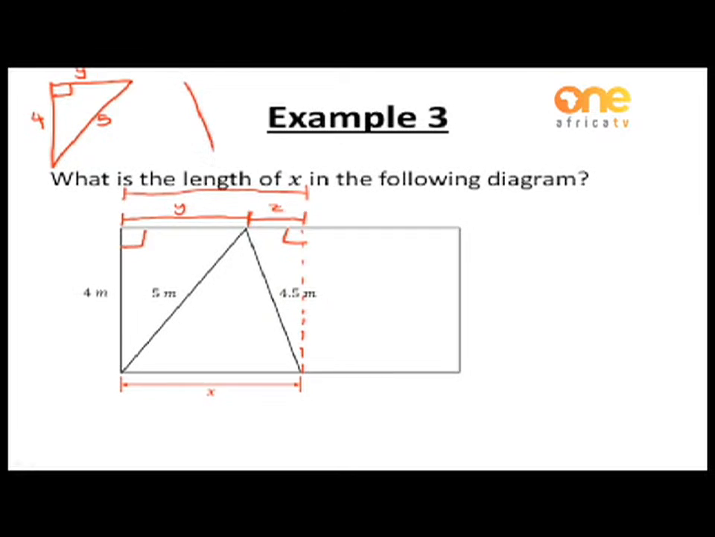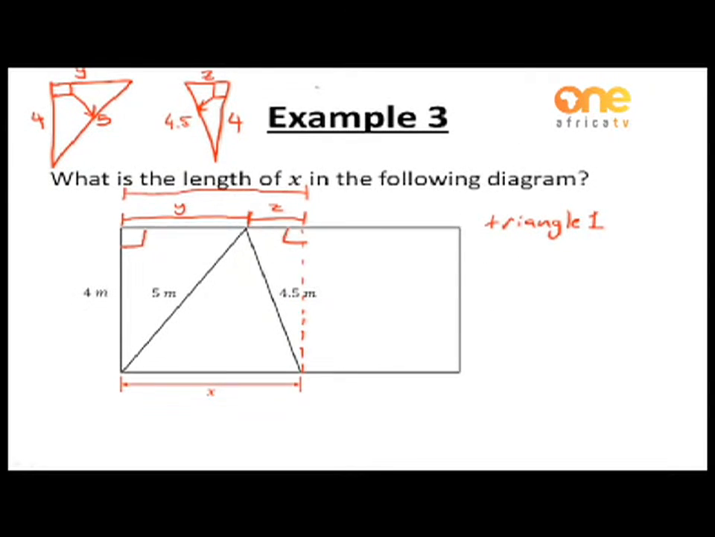We also get the triangle Z. We have a 90 degree angle. We know this is 4.5 meters. And because this side here is the same length as this side, it is equal to 4 meters. So this is the hypotenuse of triangle 1, and this is the hypotenuse of triangle 2. So let's say triangle 1.